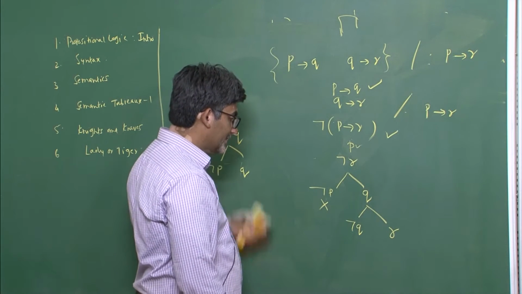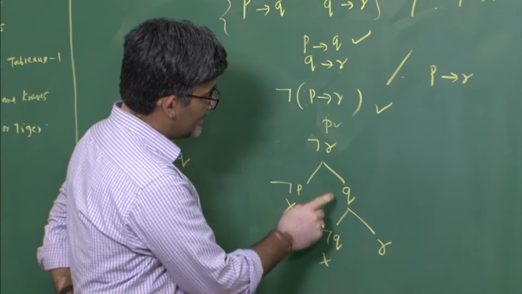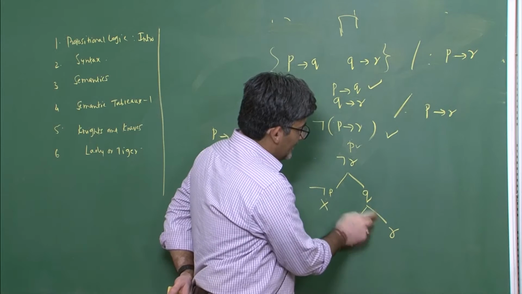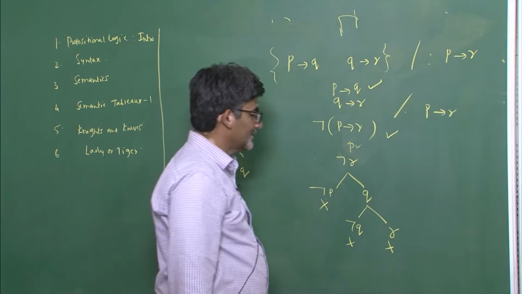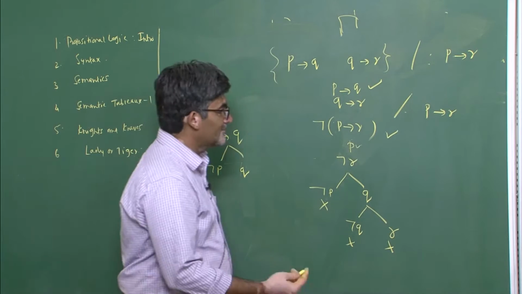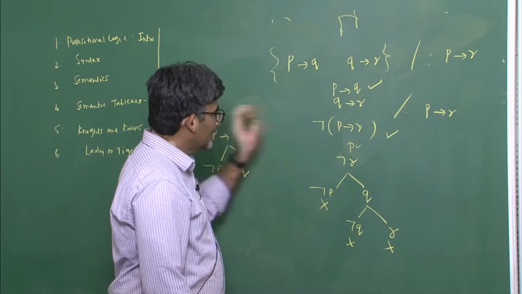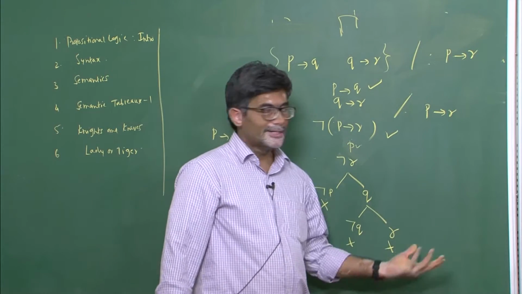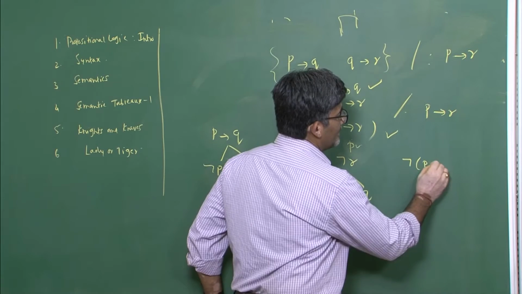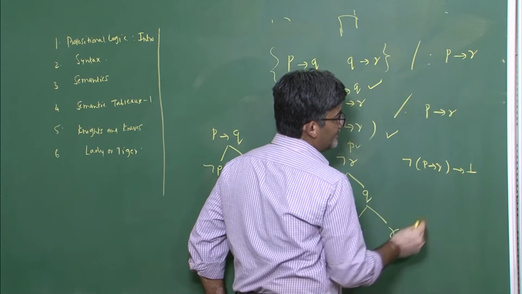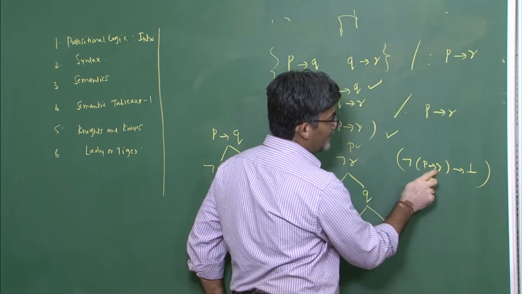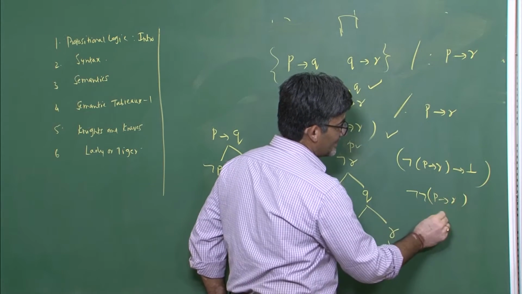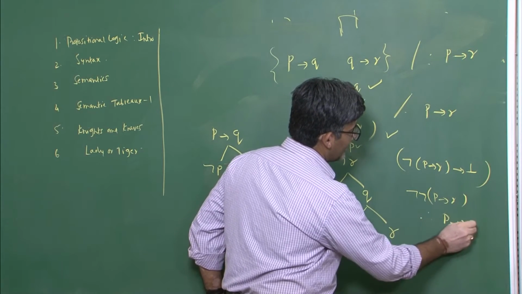If you observe, this branch closes because Q and not R occur here, and R and not R occur here, so that branch closes too. What we have shown is that the denial of the conclusion, that is not of P implies R, leads to branch closure. So not of P implies R leads to a contradiction. That means it should not be not of P implies R, it should be P implies R. Not of not P implies R is nothing but P implies R.